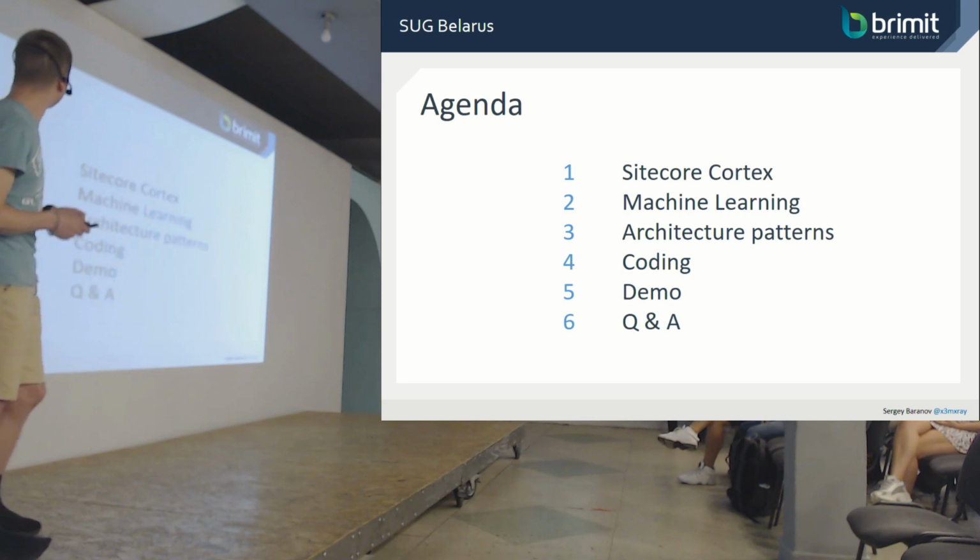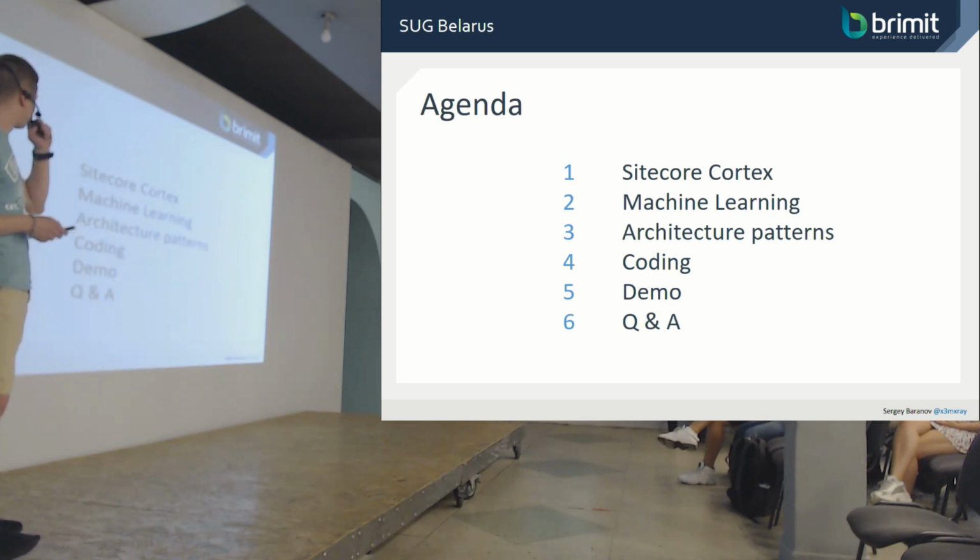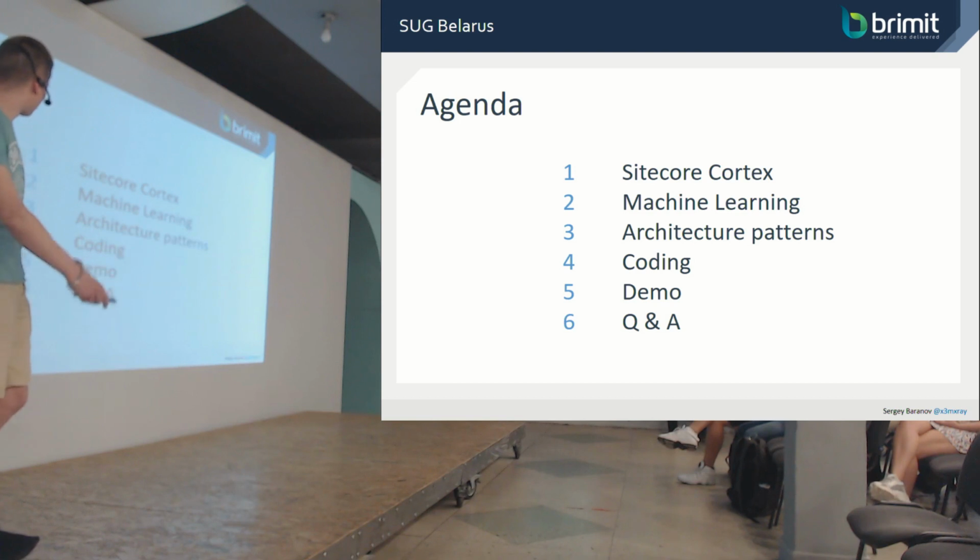Okay, let's start. This is my agenda. First of all, we will speak about Cortex, what it is in general, just for understanding. Next, we will speak a lot about machine learning. Then we will have a small overview of architecture patterns that we can use for some scenarios when you want to use Cortex in new solutions. And then I will tell a little bit about how my demo works. I will show you some code snippets, and of course show how it works in real life, and I will be glad to answer your questions.